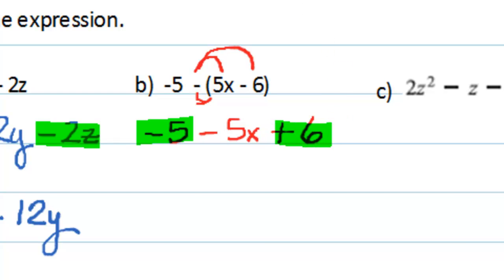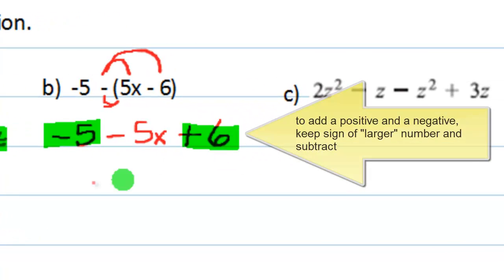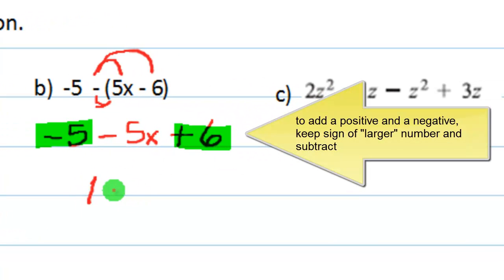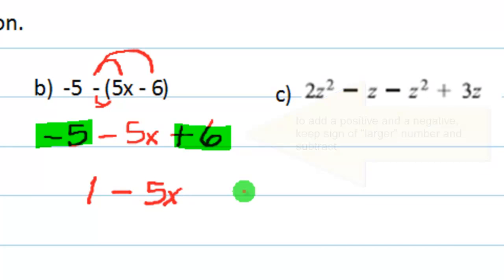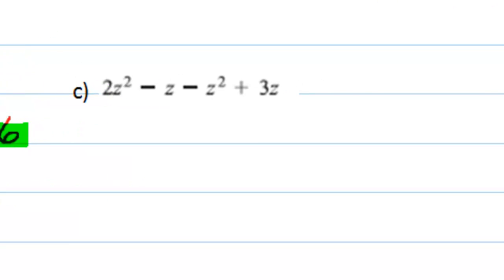Now we're going to look at the like terms. And these are the numbers -5 and +6. And remember, we're going to keep the sign of the larger one of those two, which is the positive, and we're going to subtract. And then that gives us 1 minus 5x for that problem.